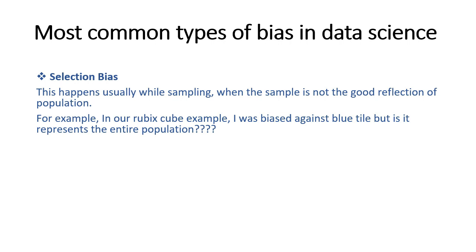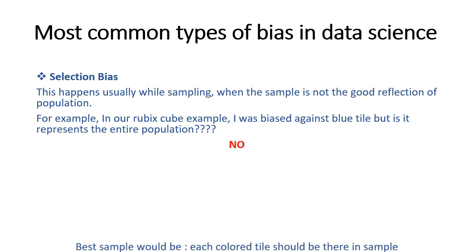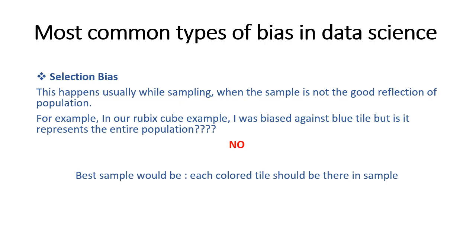This usually happens while sampling. Like when we fetch the data that we need for analysis from the entire set of population, we tend to do selection bias. For example, in our Rubik's Cube example that we have already discussed in a previous video, I particularly was very biased about the blue tile, but does it represent the entire population? No, of course not, because the best sample would be each colored tile, since in a population in a Rubik's Cube we have different colored tiles. So if we select each colored tile with frequency 1, all those accumulated tiles will act as a population and a sample, and it will better denote the population.